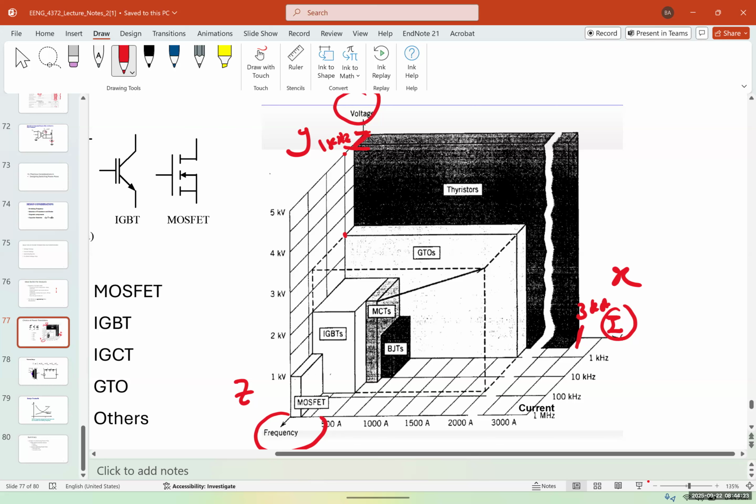So, for example, a MOSFET has the highest frequency. You can see that the frequency is around 1 megahertz. But the current, you can see that it's less than 500 amps, like around 100 amps. And the voltage as well is less than 1 kilovolt. And the current is less than 300 amps, actually. But the frequency is around 1 megahertz.